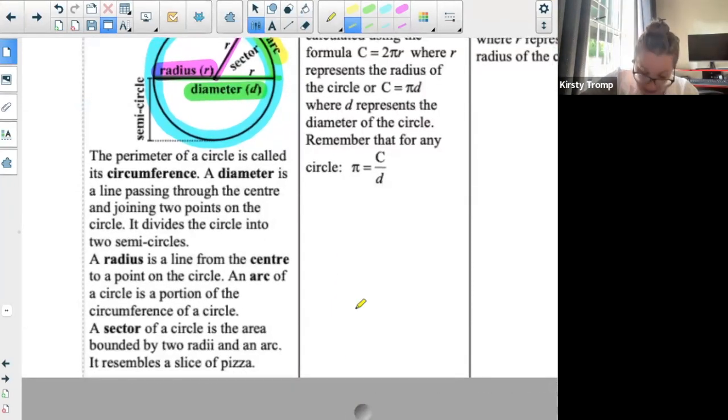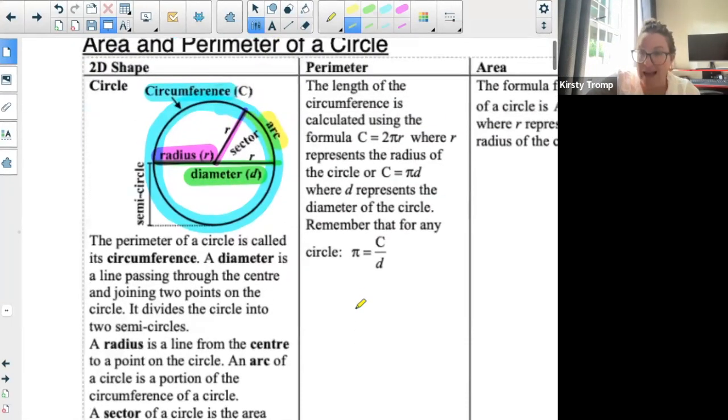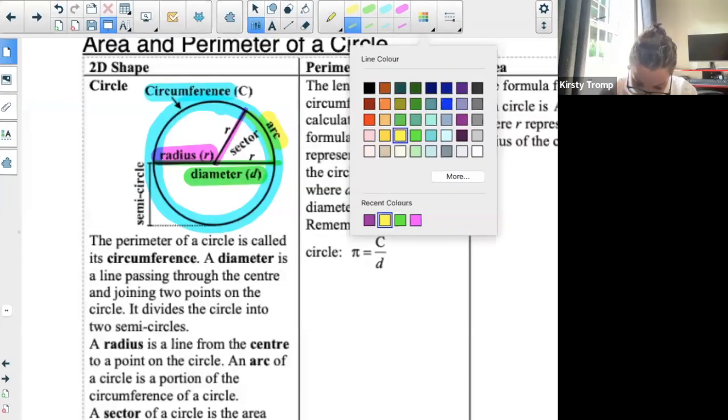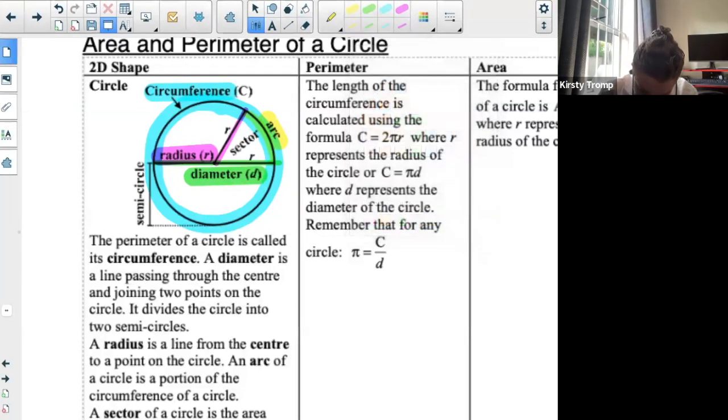A sector of a circle is the area bounded by 2 radii and an arc. A sector always reminds you of a slice of pizza. So a sector, let's pick a nice color so that we can color this in a different color maybe. Let's go with this color. A sector is all of this on the inside. That's going to be my sector. It's like having a slice of pizza. Sector, slice, sector, slice.